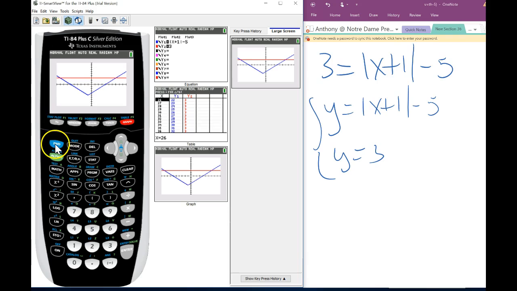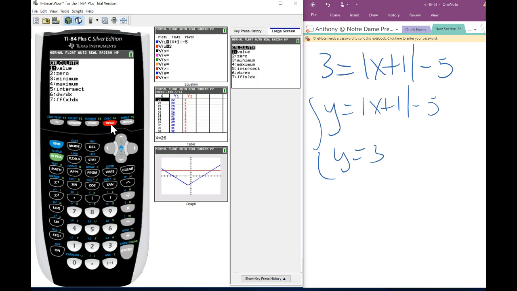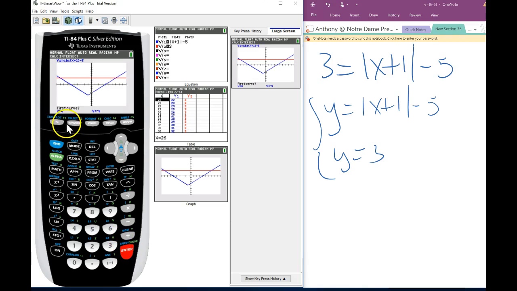What I'm going to do now is find these values for x where the graph intersects. To do that, I'm going to press second and the trace button. This opens the calculate menu, and the command that I'm going to look for here is the intersect command. I'm sure that's shocking: if we're looking for where two graphs intersect, we would use the intersect command.